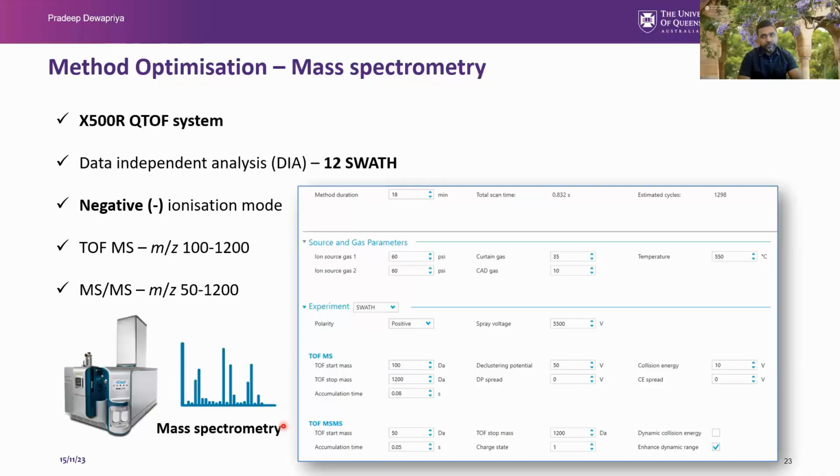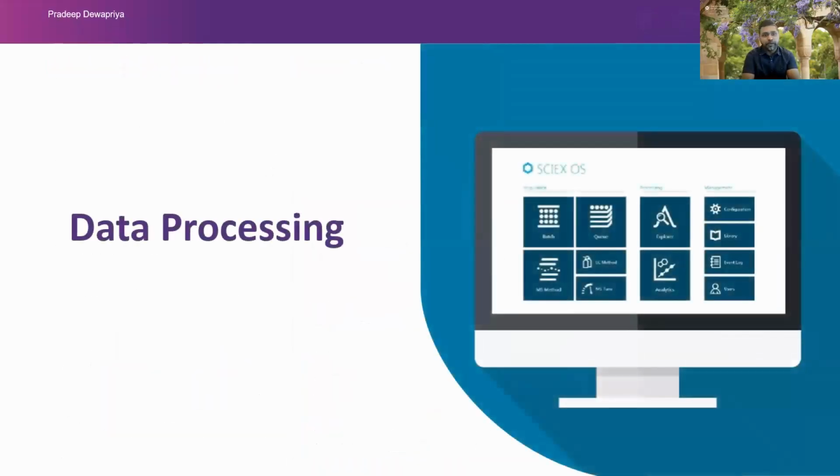For initial data acquisition, we use data independent SWATH analysis with 12 windows. For this optimization, we only focus on negative ionization, and both TOF-MS and MS-MS data was recorded for the pre-selected m/z range. And these are the other basic parameters that we use for the mass spectrometry method.